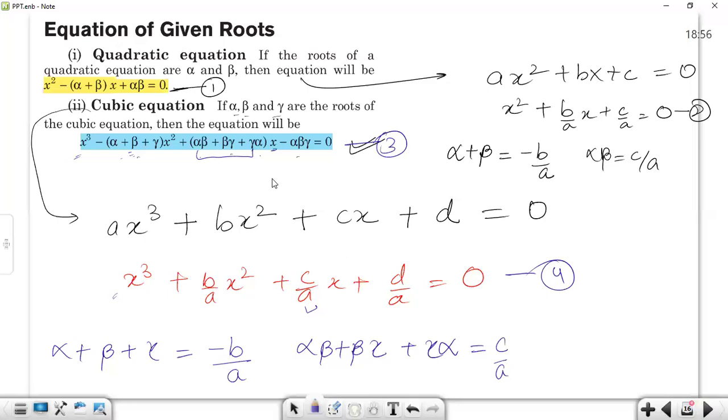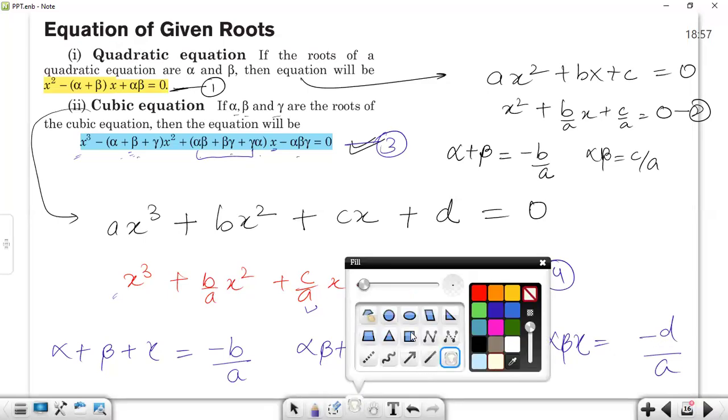Exactly. Now let's compare the constants only. So on comparing the constants, alpha beta gamma is equal to what? D by a, sir? But there is a negative sign here, and we have not written the negative sign on the left hand side, right? So the d by a will become minus d by a. Yes. So these are really very important formulas. Please remember them.